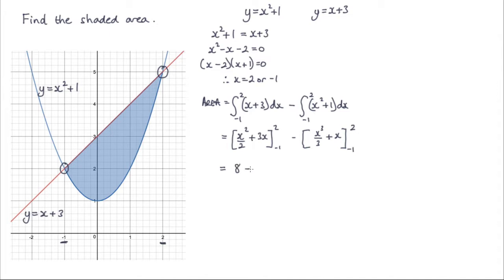And then we're subtracting the following. We're putting -1 in here. So that would give me a half here. I'd have a -3 here. So -3 plus a half is -2.5. And I'm subtracting -2.5, which is the same as adding 2.5. Now that's that one completed. Now we're going to subtract.